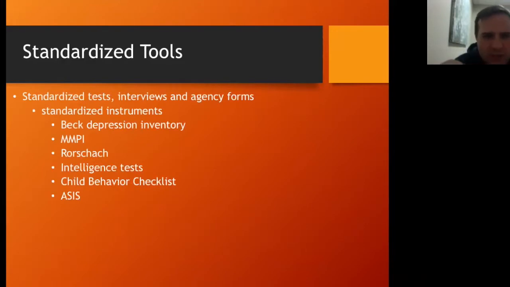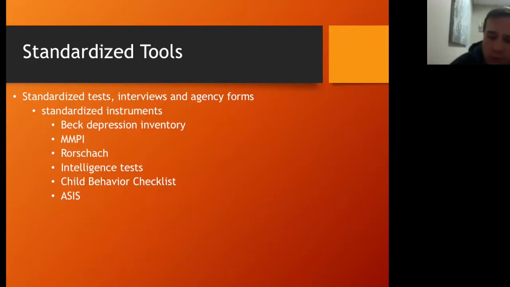Some standardized instruments that we use: the Beck Depression Inventory is very popular. The MMPI, the Rorschach, the intelligence tests, the Child Behavioral Checklist, ASEBA, it's a tough one to say in company. We also now are seeing a lot more use of adverse childhood experience scores, adult attachment inventories. So there's no limit to the amount of standardized tools that are out there for us.